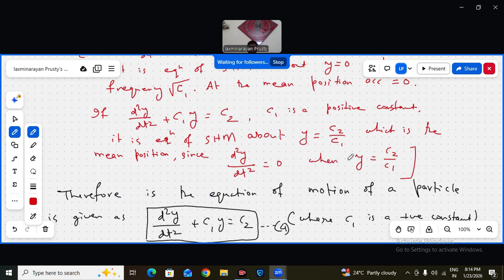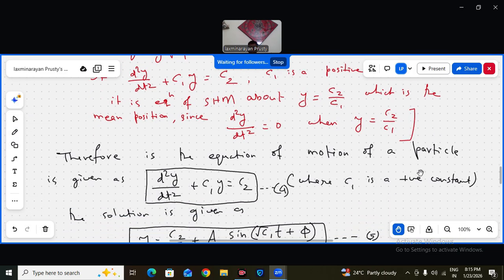Okay, so y mean is about y is equal to c2 by c1. It will move in an oscillatory manner, which is also SHM. Because if it is SHM about a point y is equal to c2 by c1, so it is SHM only. That's it. Nothing to be confused about.